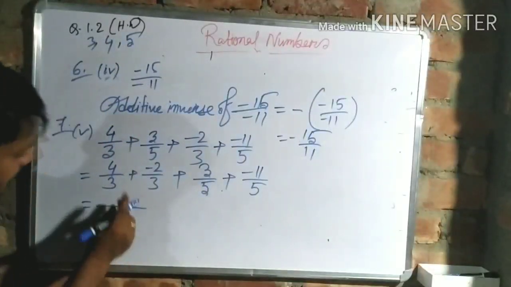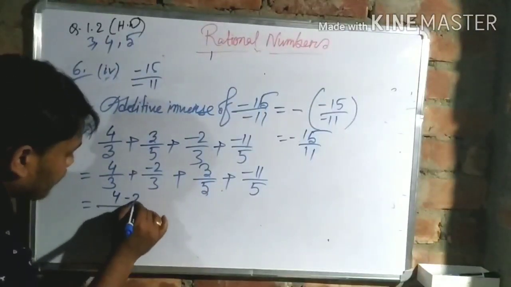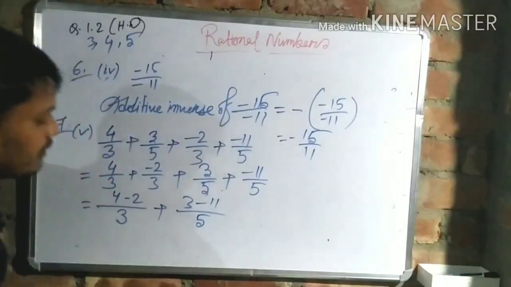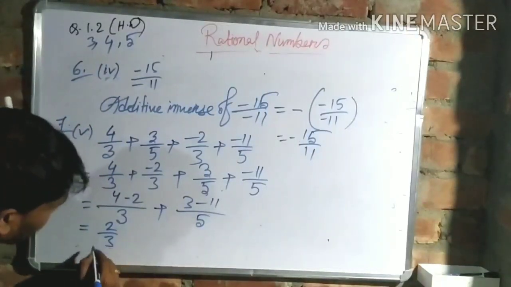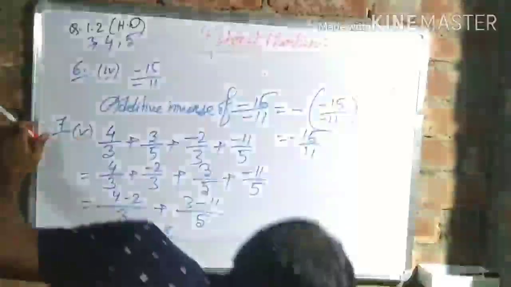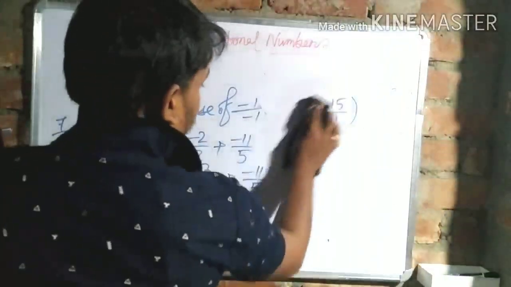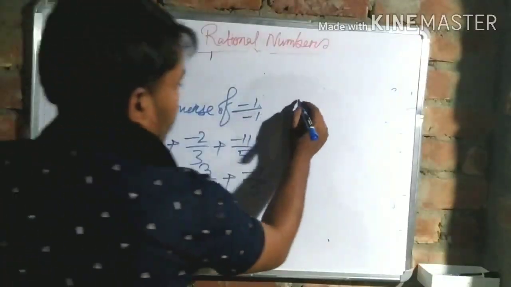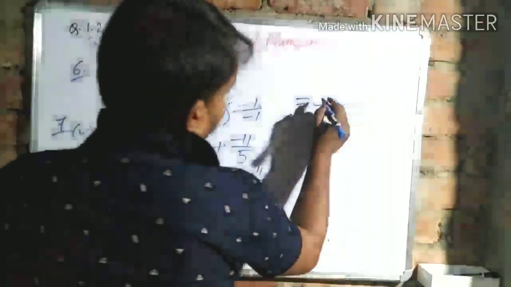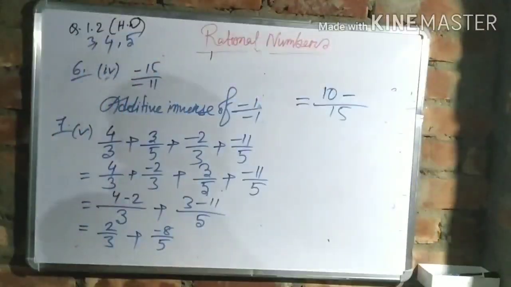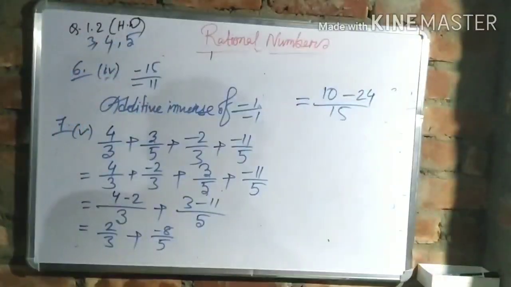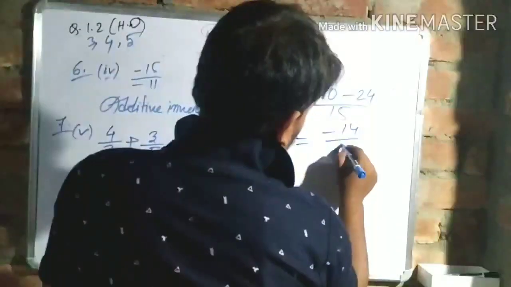So what is the value? Same denominators, so the result is 4 minus 2 by 3, and 3 minus 11 by 5. So it is 2 by 3 and minus 8 by 5. Now what is the LCM of 3 and 5? It is 15. So 15 divided by 3 is 5, multiplied by 2 is 10, and the symbol is minus. 5 times 3 is 15, multiplied by 8 is 24. It becomes minus 14 by 15. It is the result.